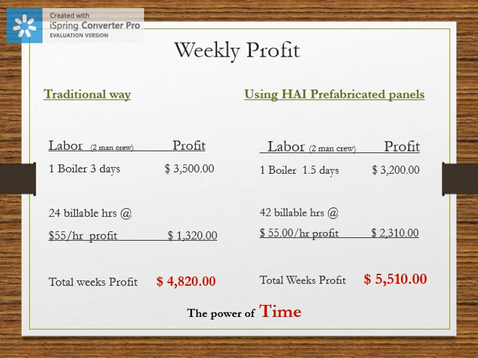The total for the week using prefabrication is $5,510. That includes taking $300 reduction on the boiler install. If you planned for the full $3,500 profit in both cases, the results would be $5,810 compared to $4,820. And that is the power of time.